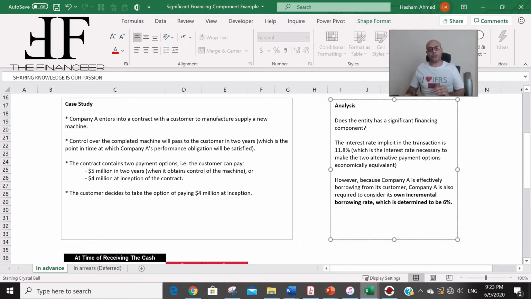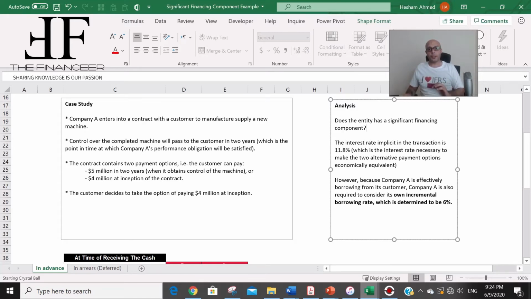The question that we need to answer right now is, does the entity have a significant financing component? I can say easily yes. And why? Because actually the cash selling price that the customer might pay today is $4 million. But if the customer is going to pay after 2 years, he's going to pay $5 million. And if he pays today $4 million, he's going to receive the machine after 2 years. And effectively, because the customer is paying the company today, the company is borrowing funds from the customer. Because the customer is paying today and the product will be delivered after 2 years, the company effectively is taking a loan from the customer.